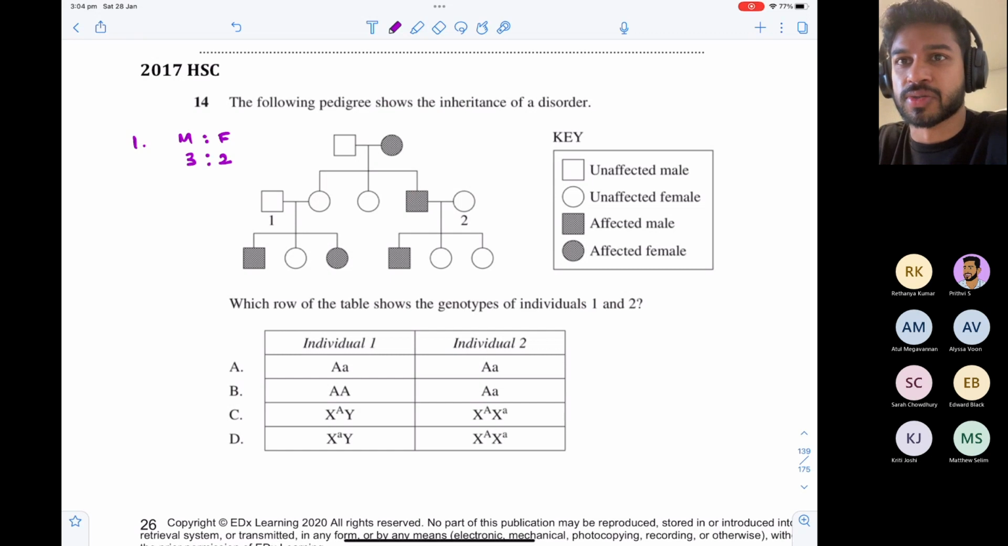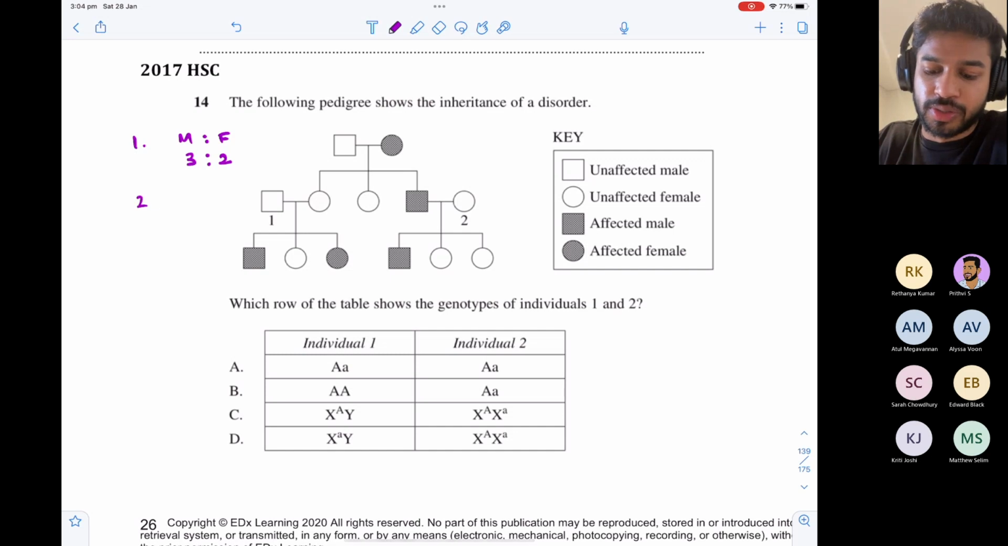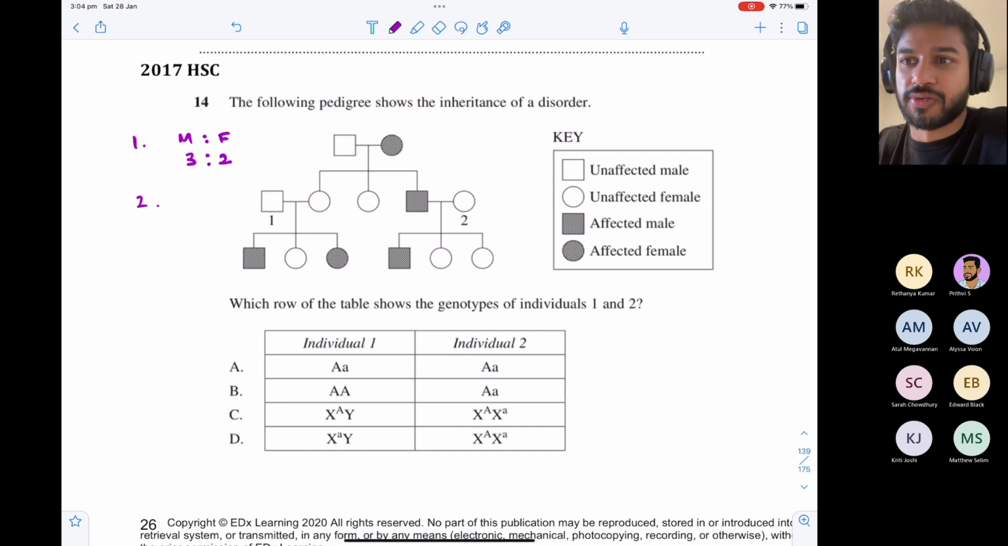Usually in a sex-linked condition, you'll see like 6 to 1, or 7 to 1, or literally every single male is shaded. So 3 to 2, I'm not too worried. I'm thinking, okay, it's probably not sex-linked. That's my educated guess. Number 2, what's the second question you ask yourself? Let's go to Edward.